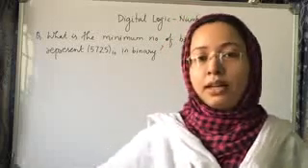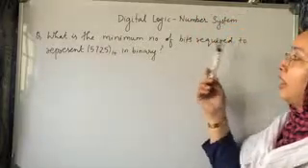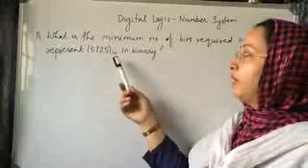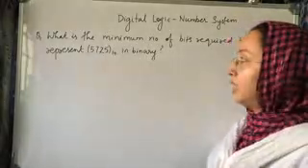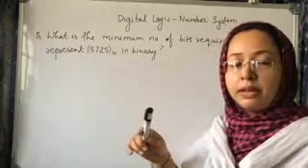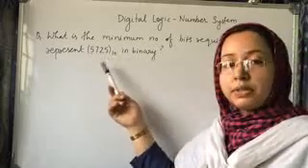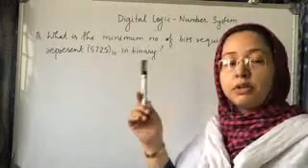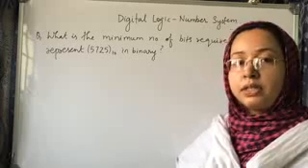Today I am going to tell you how to solve some problems based on number system. Here is one question which says: what is the minimum number of bits required to represent 5725 base 10 in binary? The number is given in decimal and you have to represent it in binary, but you have to tell the minimum number of bits required.